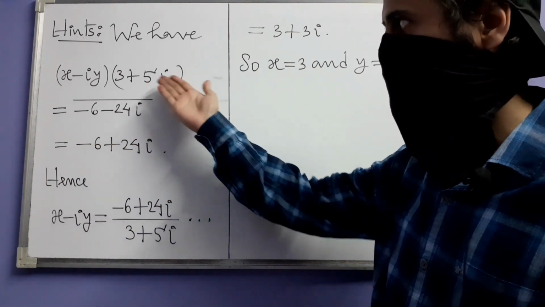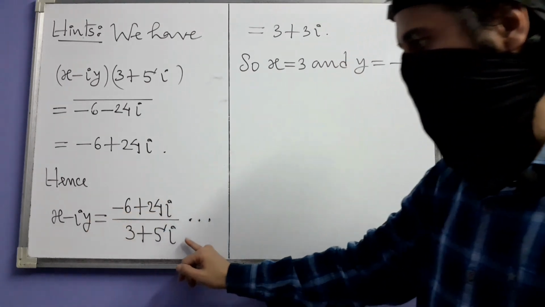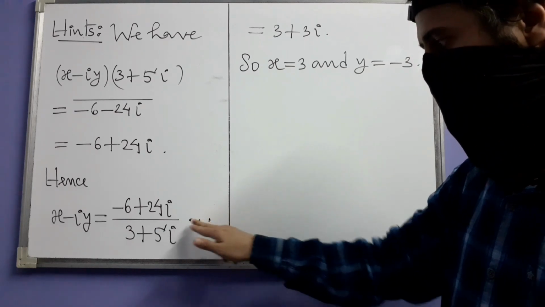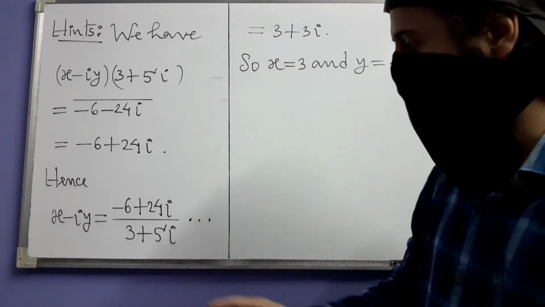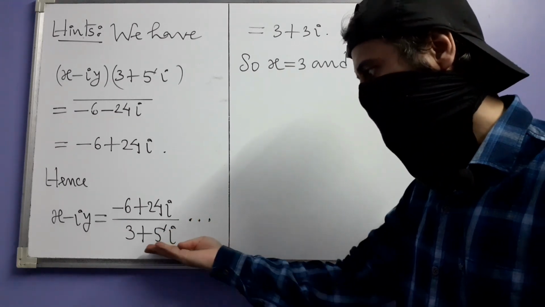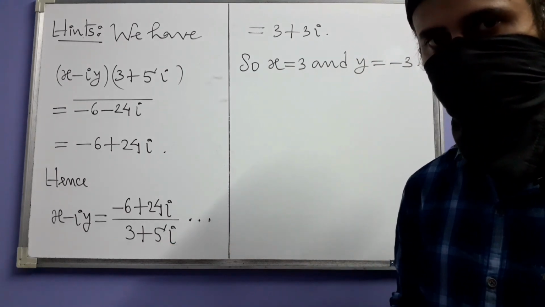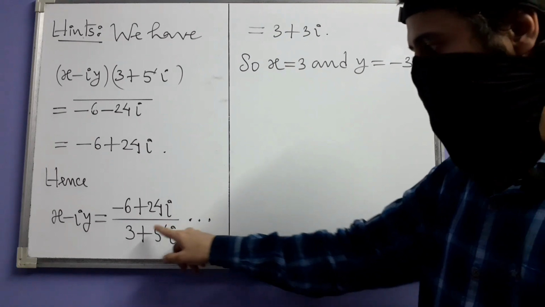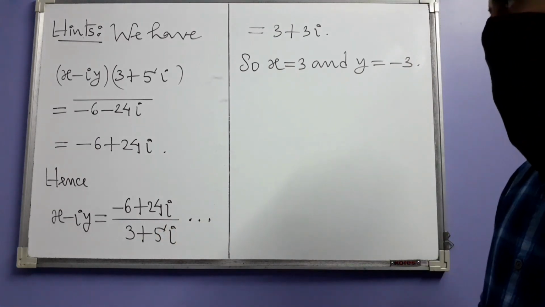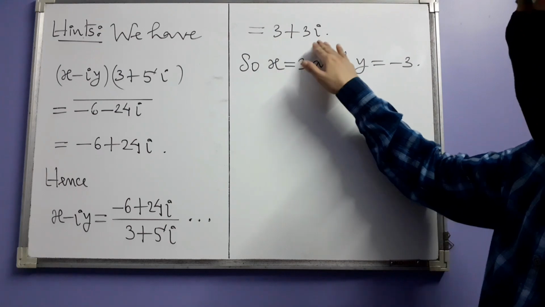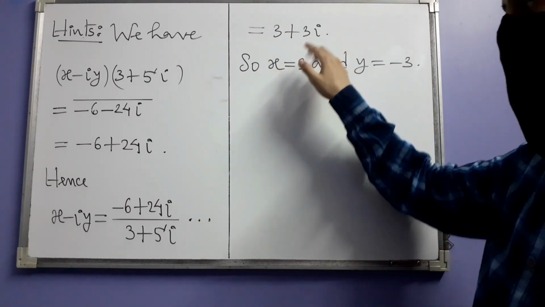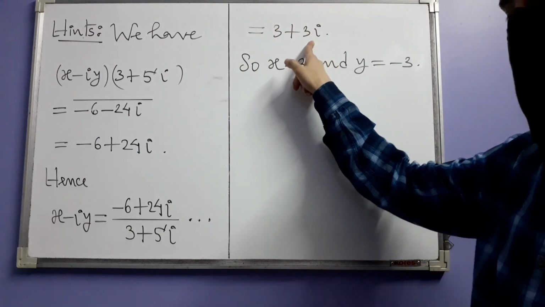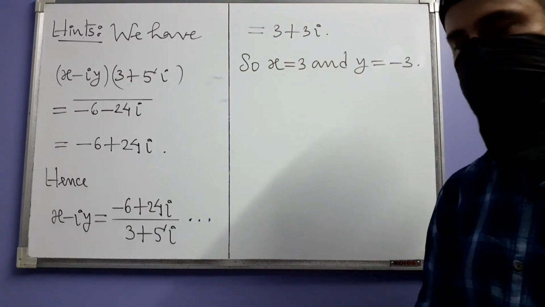So dividing both sides by 3 plus 5i, you get this. And then this is what you have to do. This ellipsis indicates the missing steps. You know what to do. You turn the denominator into a real number by multiplying and dividing by 3 minus 5i, the conjugate of 3 plus 5i. And then when you finish your calculation, this is what you get, 3 plus 3i. So x is equal to 3 and minus y is also equal to 3. That means y is equal to minus 3.